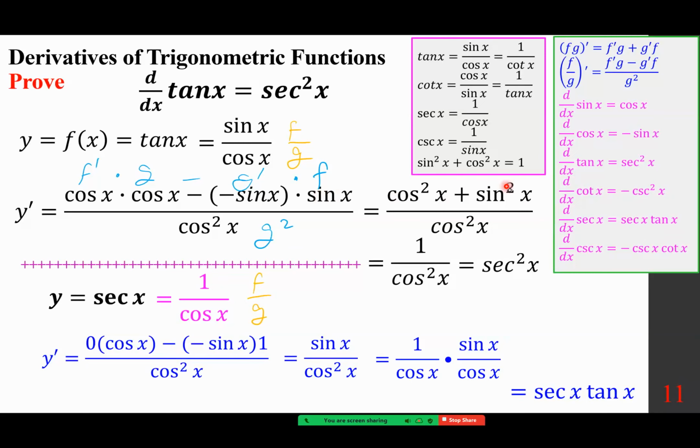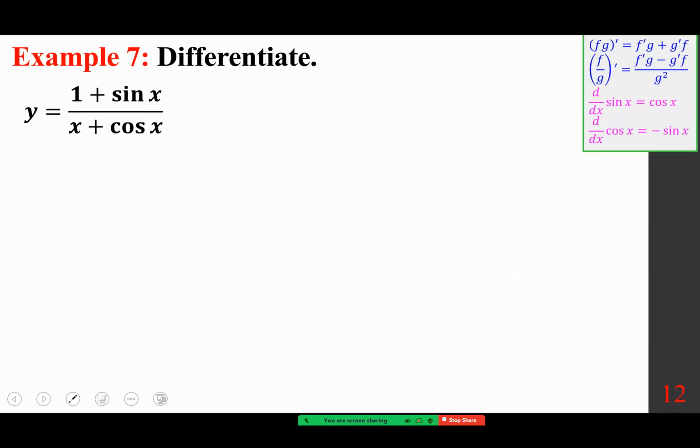Trigonometric identities, many of them you need to be comfortable with. These are some of them that I wrote for you. This is part of what we call Pythagorean identities. There are 2 more. I'll discuss it with you in a moment. We want to differentiate this. Obviously, we are going to use the quotient rule by calling this the f function and this one the g function. So y equals 1 plus sine x over x plus cosine x. 1 plus sine x is the f function, x plus cosine x is the g function.